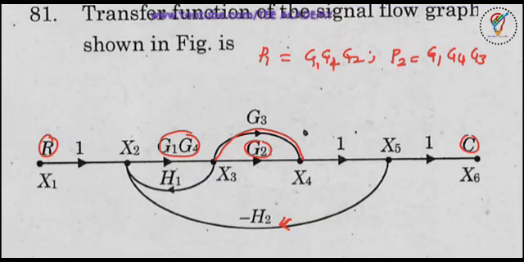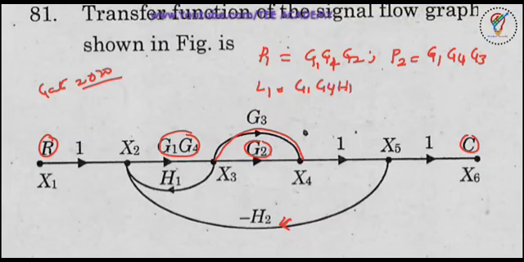A similar kind of question was asked in GATE 2020. Okay, what about the loops? First we'll write the loops. Loop means it starts here and can come back, but G1 G4 H1 is not a loop. Okay, loop 1 I'll write as G1 G4 and here it is H1. Is it a loop? Yes, it is a loop.